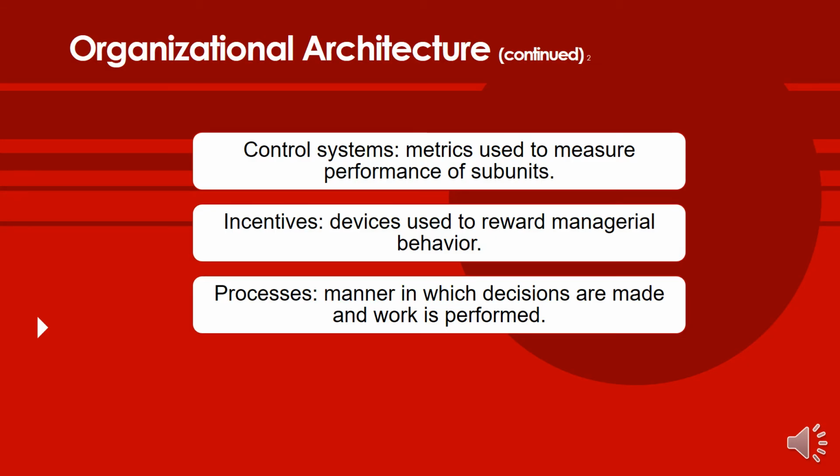Organizational architecture continues with the control system. We have control systems, incentives, and processes. A control system consists of metrics used to measure the performance of subunits. An incentive is a device used to reward managerial behavior. And a process is the manner in which decisions are made and work is performed.